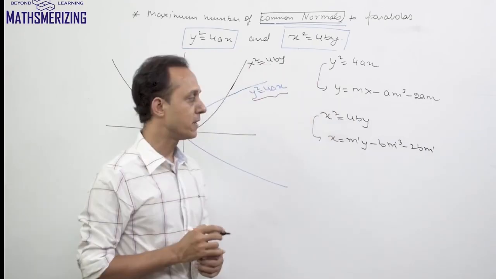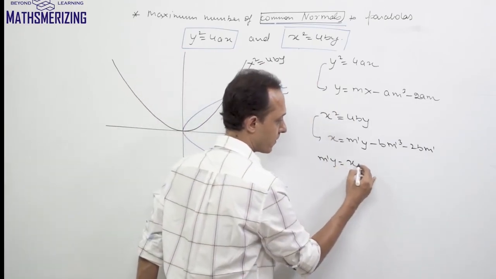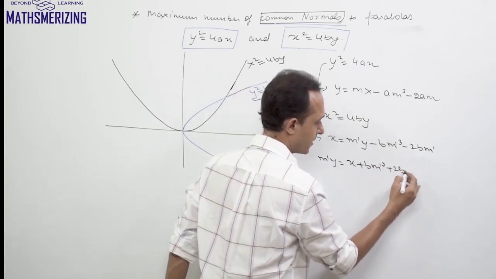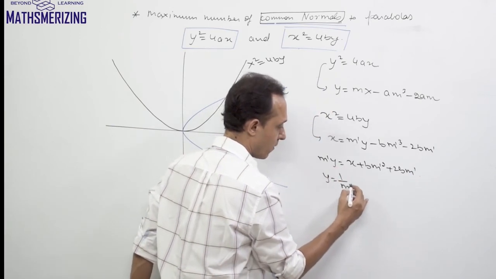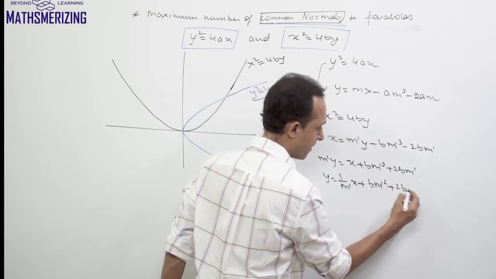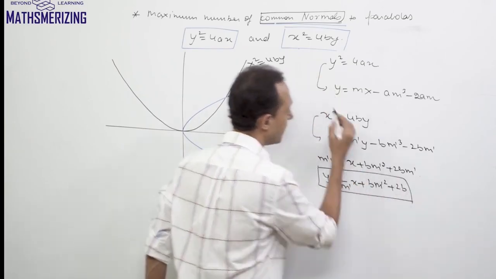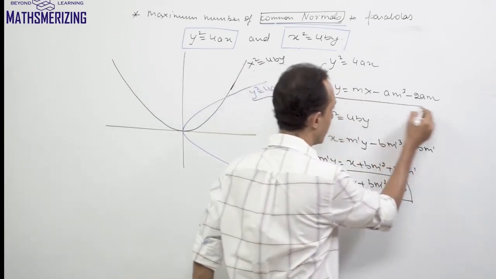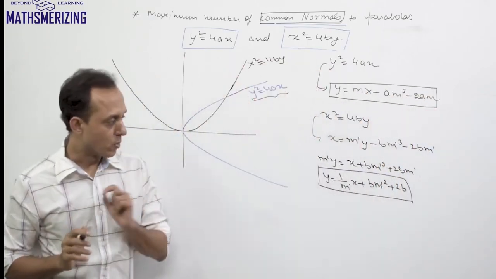minus 2b m dash. So again, I'll write it as m dash y equals x plus b m dash cube plus twice b m dash. I'll divide by m dash. I'll write y equals 1 upon m dash x plus b m dash square plus 2b. So that is the equation of normal for this second form, x square equals 4by, and for the first form, the equation of normal is y equals mx minus am cube minus twice am.